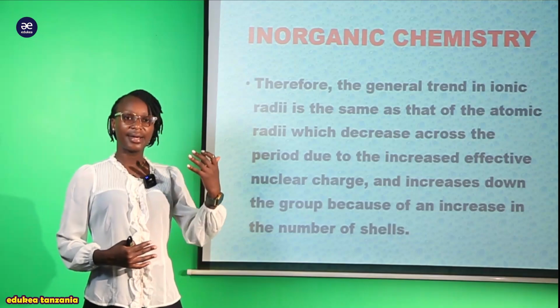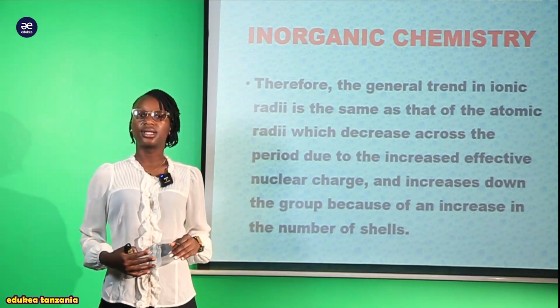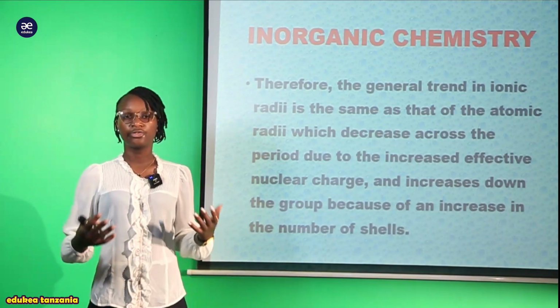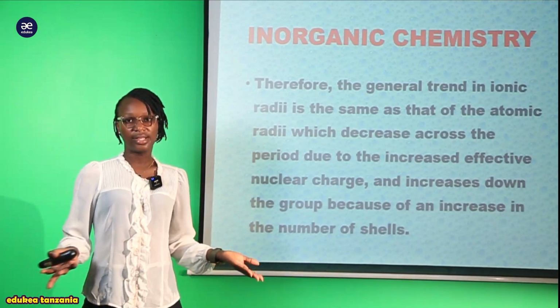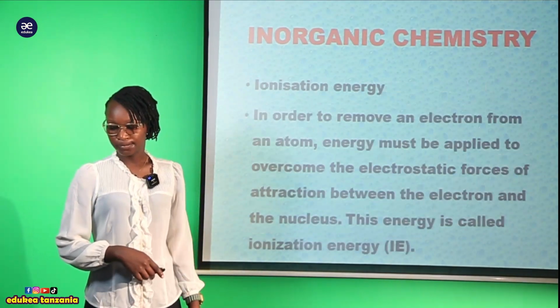But also down the group there is increasing in the ionic radii. Why? You have to provide the reason. Because there is an increase in number of shells. Only that. Kwa hiyo utaona kwamba you are clear.